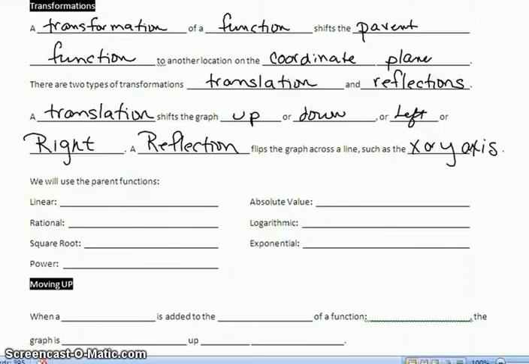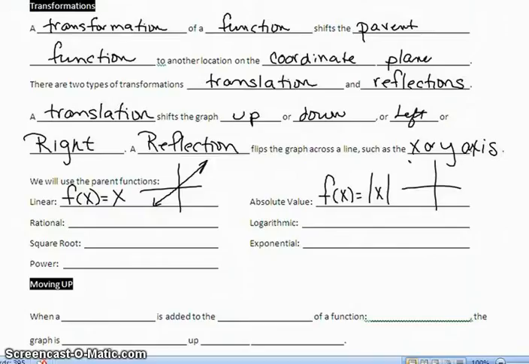Before we begin looking at how this works, let's take a minute, stop, and review our family of functions, their parent functions, and the general shape of their graphs. First, the linear function parent function is f of x equals x, and its graph is a line through the origin. Absolute value has a parent function of f of x equals the absolute value of x, and its graph is a v going through the origin.